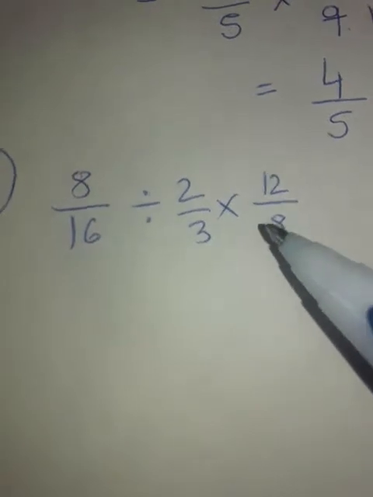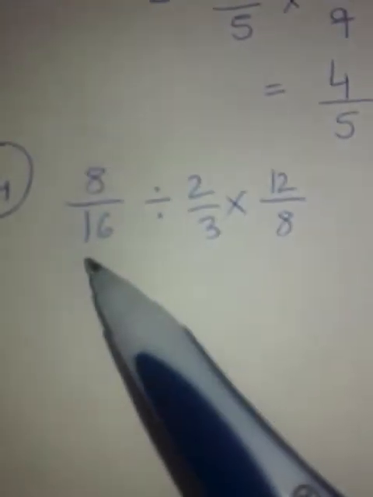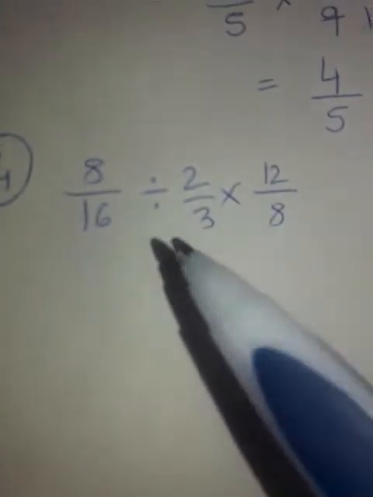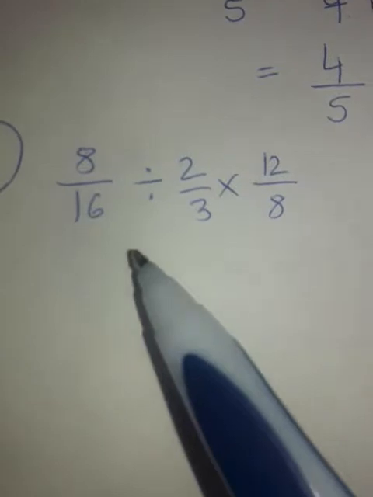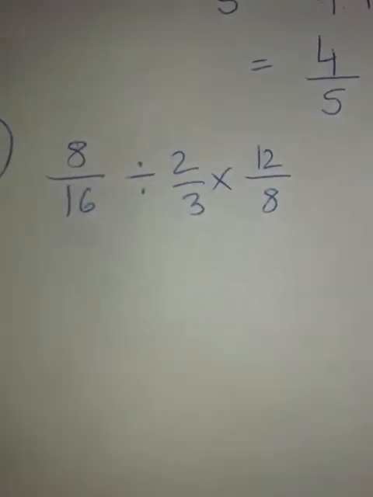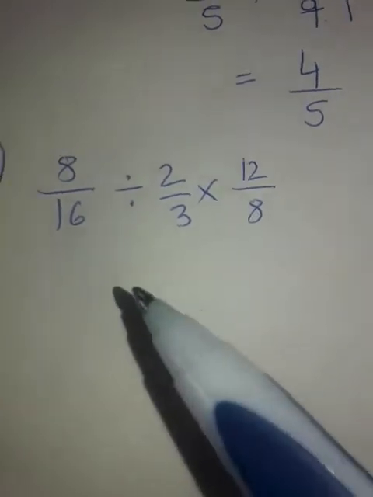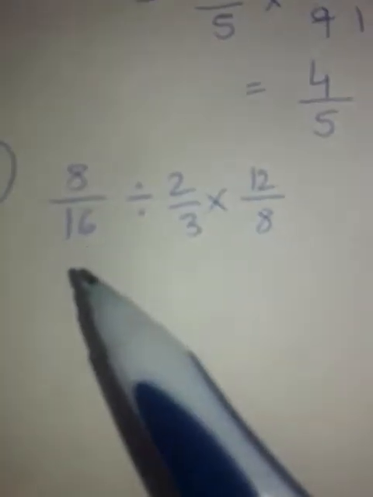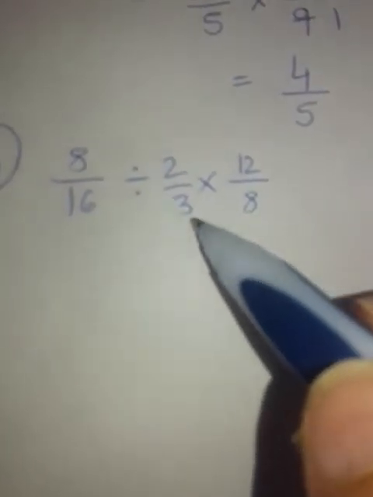Next example. 8 upon 16 divided by 2 upon 3 multiplied by 12 upon 8. In such types of examples, when there is division and multiplication together, always solve from left to right. We will see about it more when we do the BODMAS rule tutorial. But for the time being, remember this: always go from left to right. So first we are going to solve this.